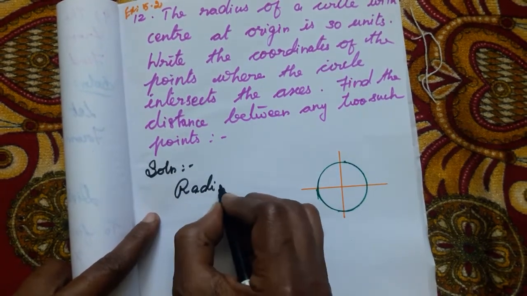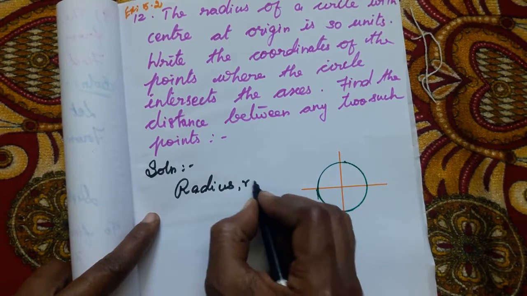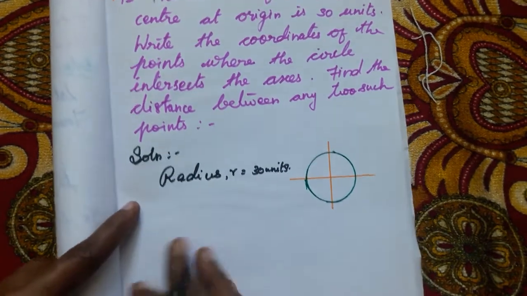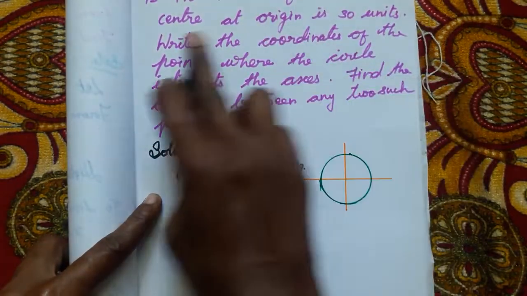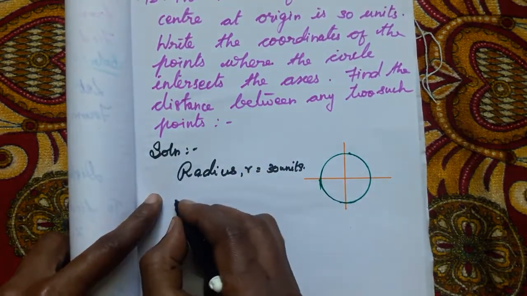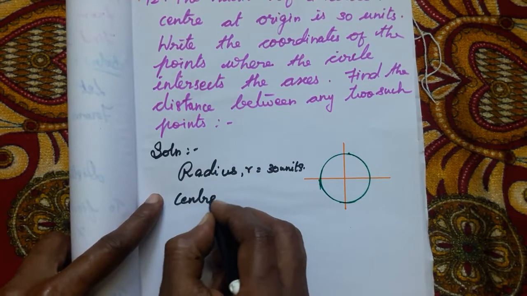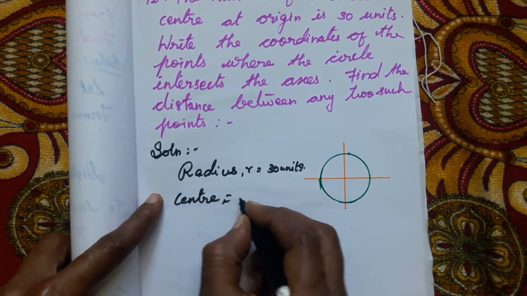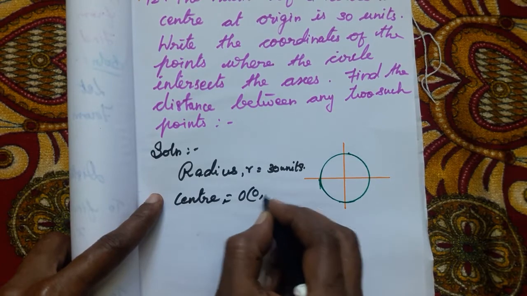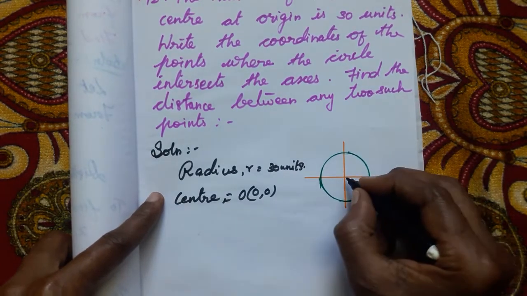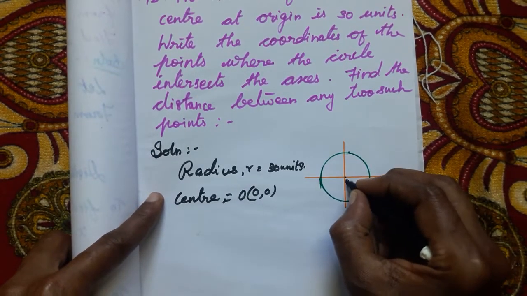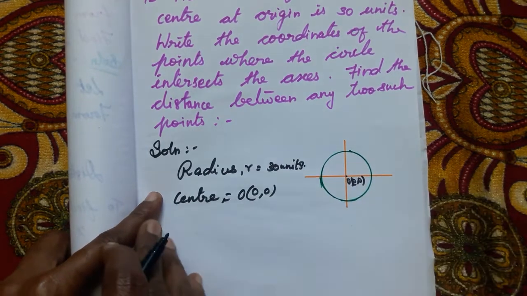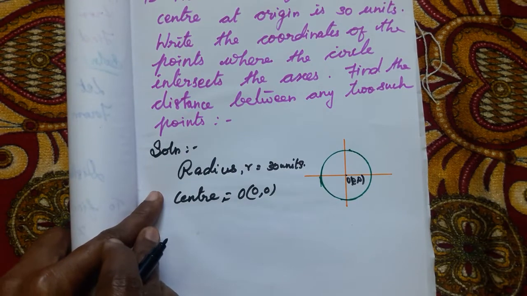Radius R is equal to 30 units. Next, what is given? Center is at origin. So center is O of 0, 0. It is the center. Center is O of 0, 0. Next, what is given? Radius is 30 units.